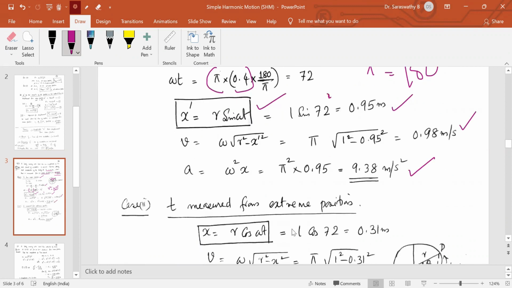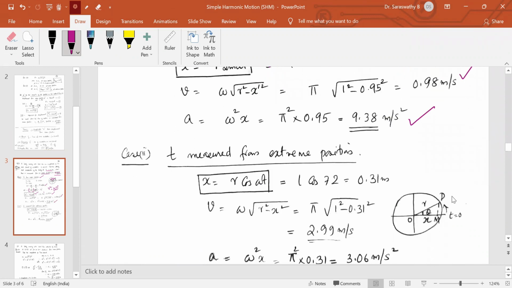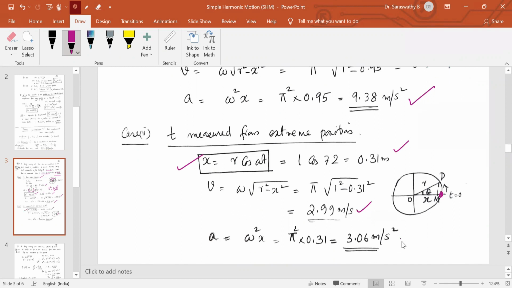The same problem when the time is measured from the extreme position. When time is measured from the extreme position, this is the reference for time, t is equal to 0, so this will become theta. The projection of this point is x, and we measure x from the mean position. x is equal to r cos omega t. So use the expression x is equal to r cos omega t and we get the displacement. V is equal to omega root of r square minus x square, and acceleration is omega square x.